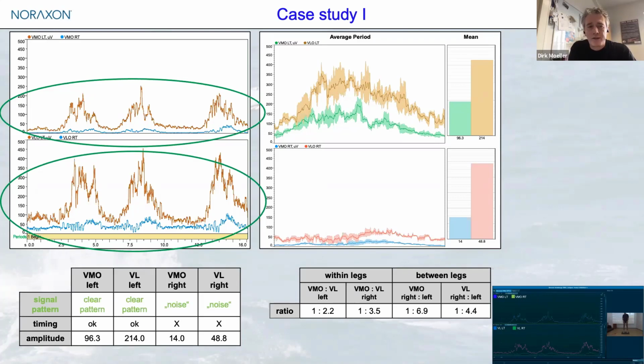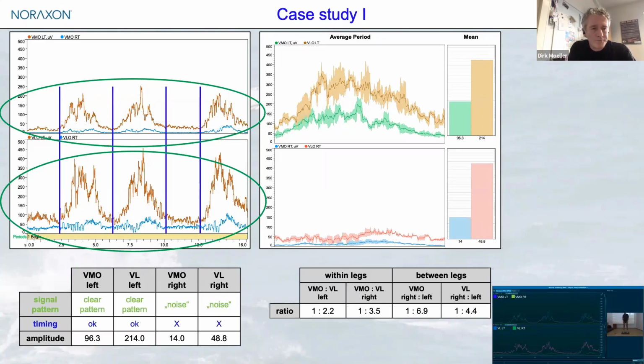If he starts his squat, we see an increase in activity, and when he goes back to his upright position, the activity goes down. That's what I personally expect. But on the other side, the VMO and VL on the right side, we have more of a kind of noise. It's noisy. Maybe with some fantasy you can see a small activity, but not really a good activity. It's not very clear. So the signal pattern is more or less noise.